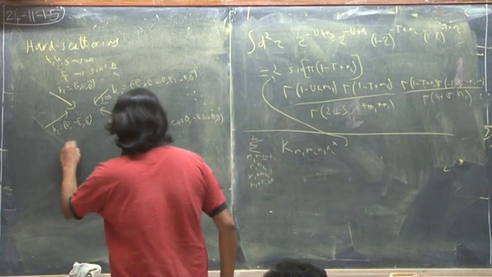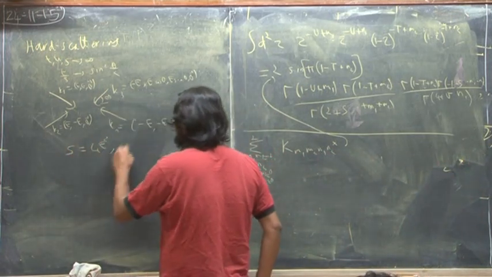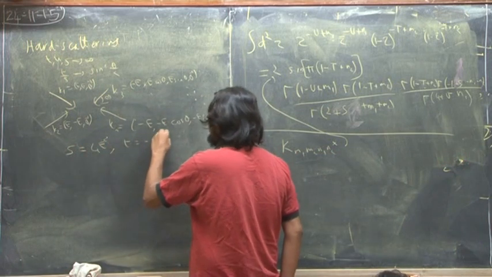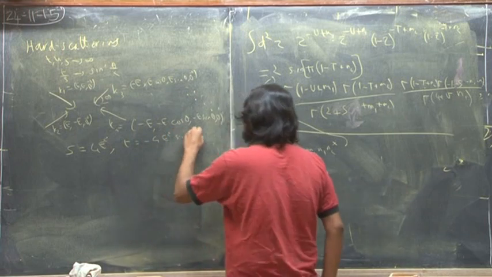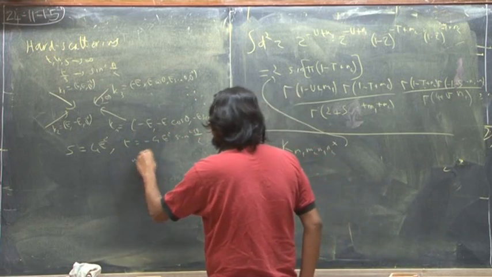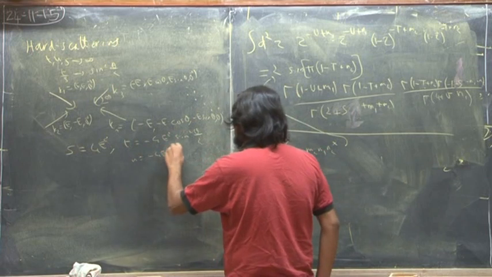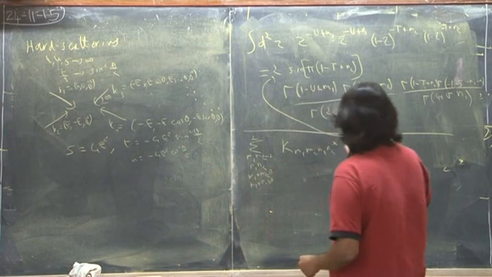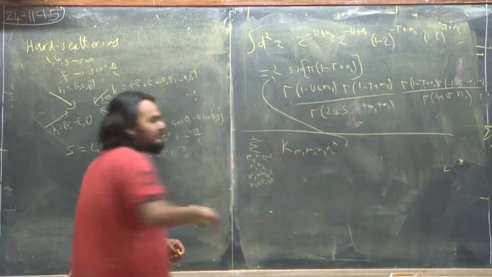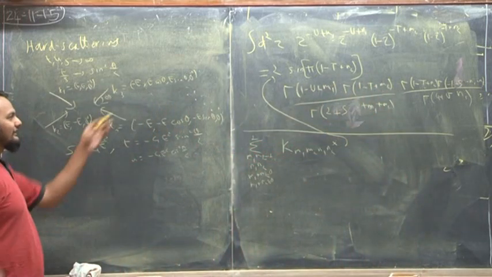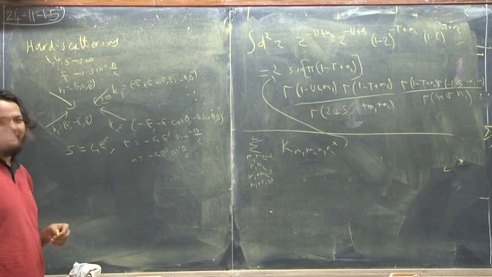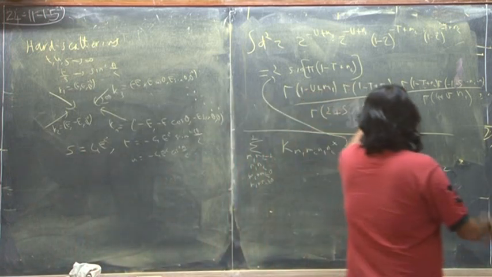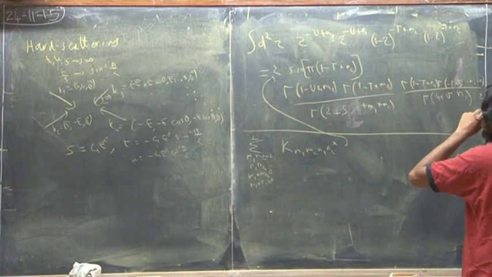So the basic point is that you can write s equals 4E squared, t equals minus 4E squared sin squared theta by 2, and u equals minus 4E squared cos squared theta by 2. And then you just plug it in here, you throw away all subleading terms. So you take gamma of x as x to the power x, e to the power minus x.